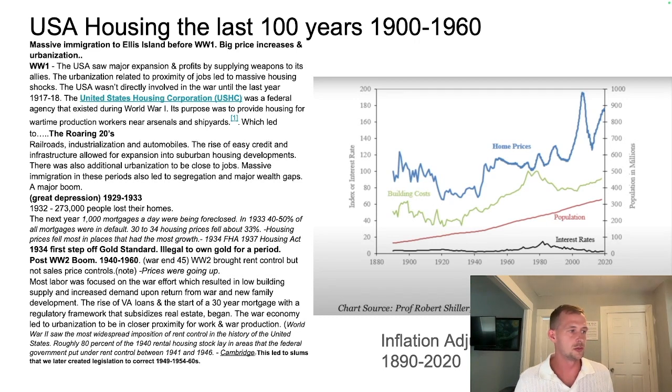Anyway, so post-World War II boom, 1940 to 1960. The war ends in 1945. World War II brought rent control, but not sales price controls. I believe 80%, I think it's in here, 80% of the 1940 rental housing stock lay in areas that the federal government put under rent control between 1941 and 1946. And that's from a Cambridge study. This led to slums that we later tried to revitalize through the 1949 to 1960s periods.